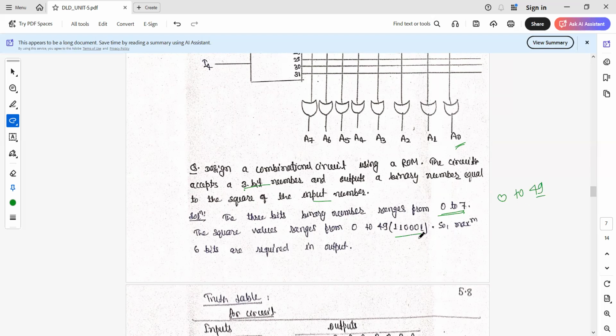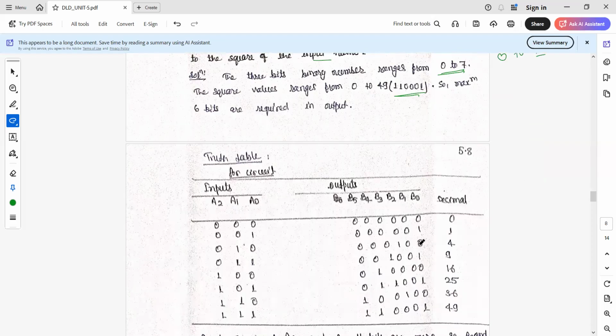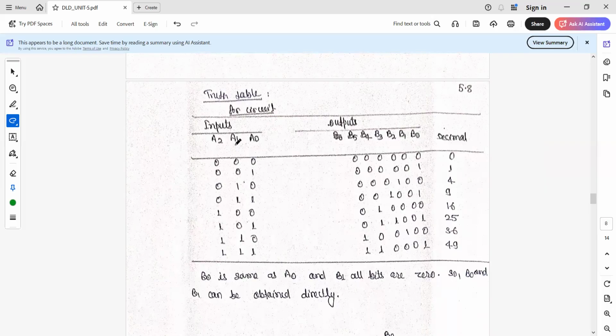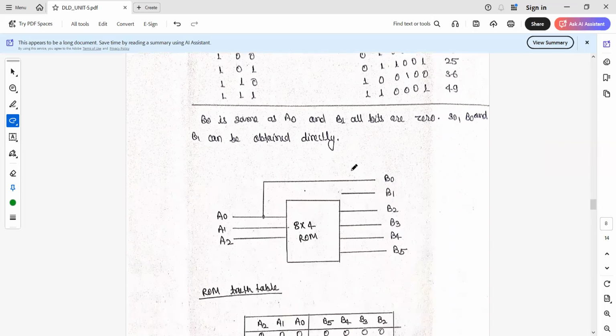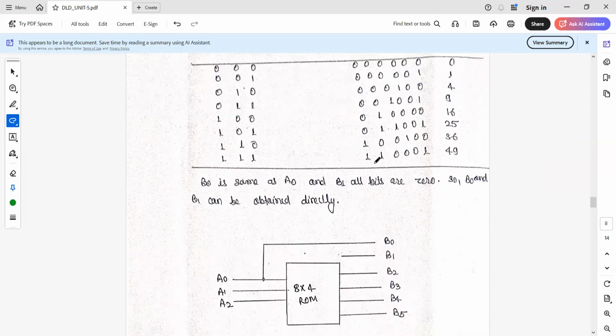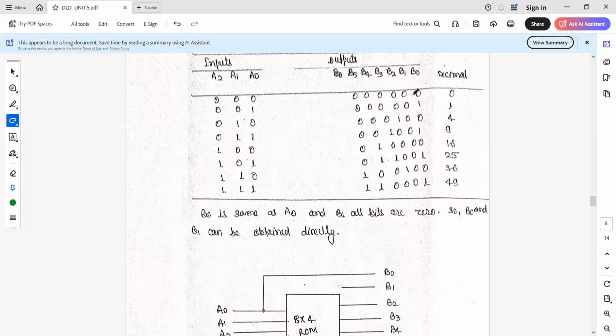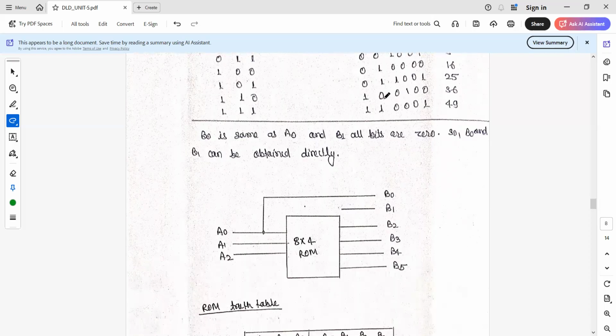So this 49 is represented finally with the help of 1, 0, 0, 0, 1. So this is the truth table for that. Inputs and corresponding outputs are there. So here, when we go for the K-map of this, for each and every output, B0 to B6, in total we have 7 outputs.